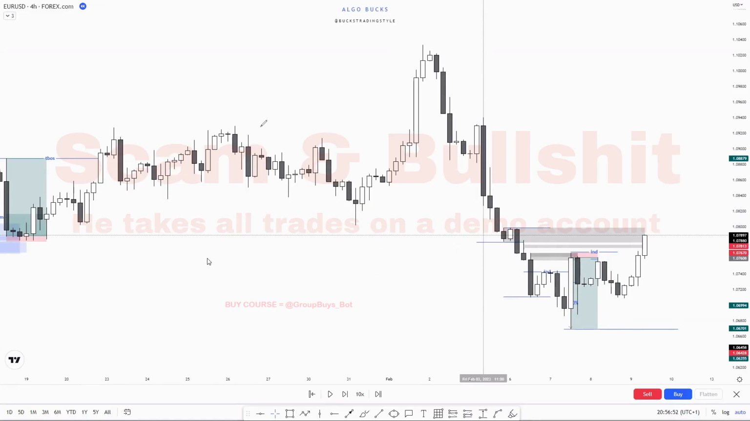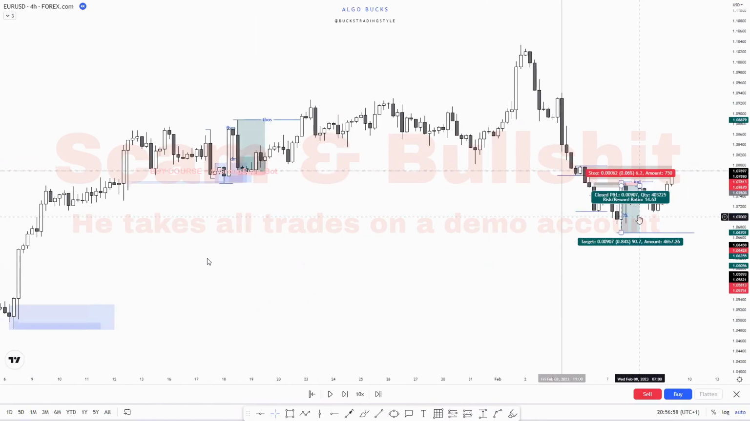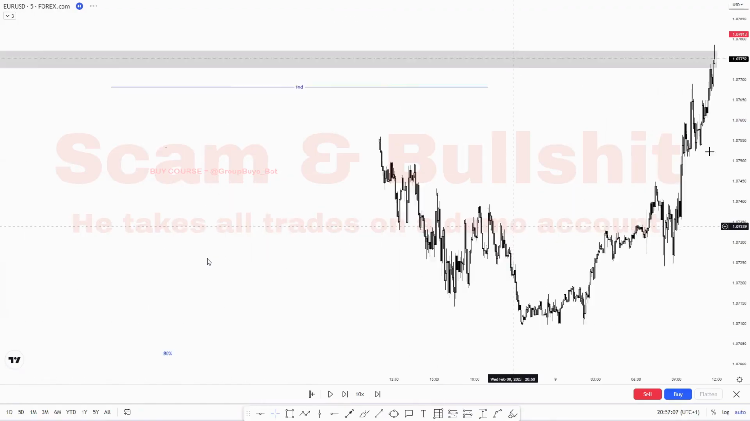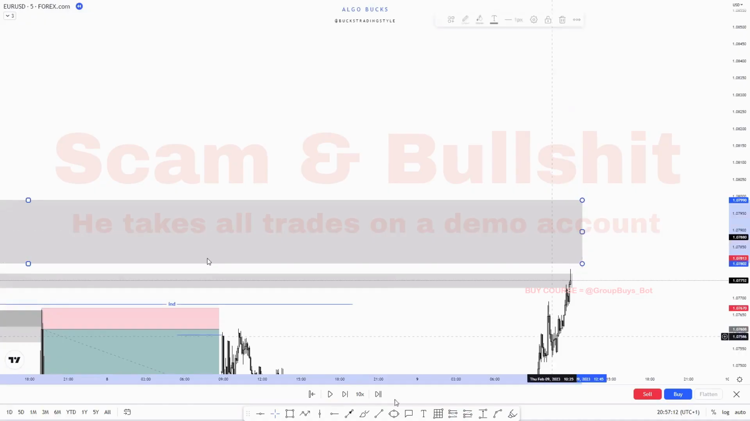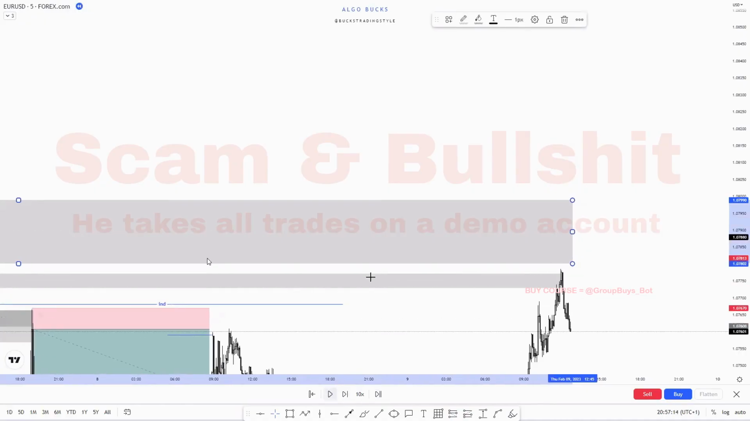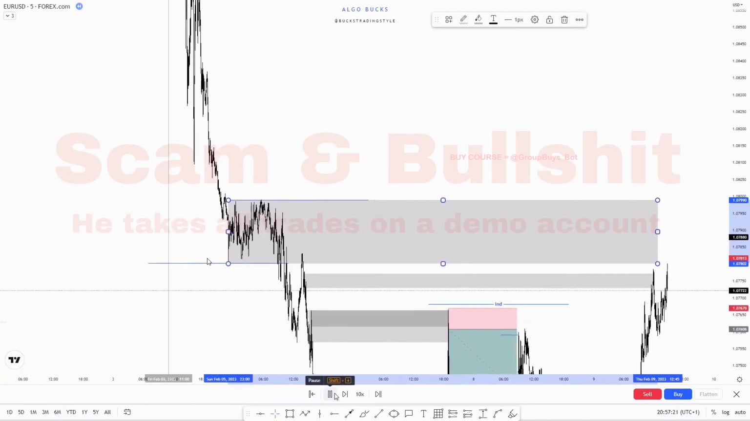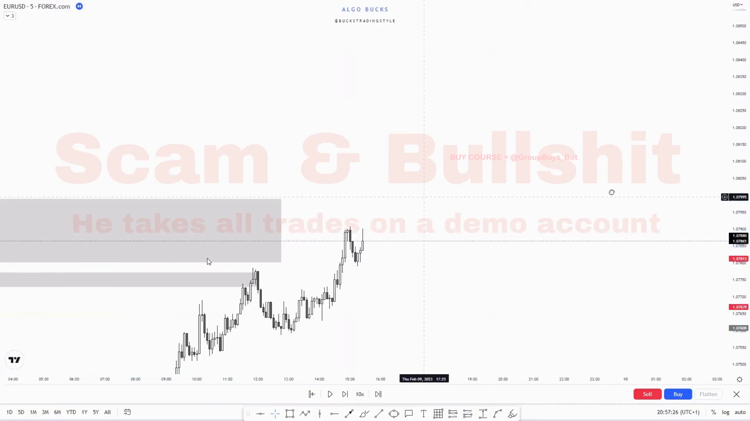We move to 15. We look for entry reason, how we're going to take this trade. So on the 5-minute time frame, this was our POI right here. Let me see if it's this POI right here. Okay, at this point, price mitigated this POI right here.